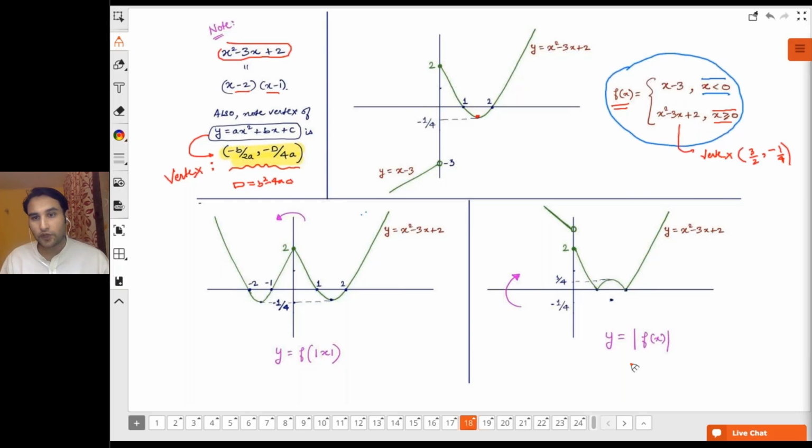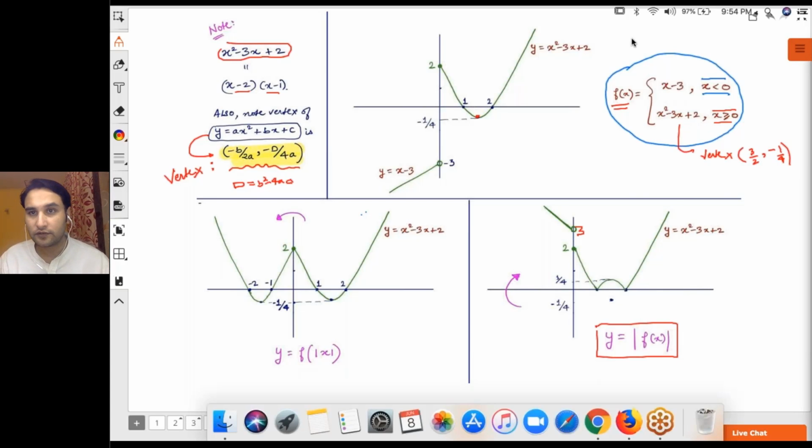Remember, what will happen in mod of f of x? Everywhere where the graph was negative will come up. This portion of the graph goes up and becomes this. This point becomes 3. This portion also goes up and becomes this. This portion also jumps up. So the net graph becomes this, tick, tick, this. This is the graph of mod of f of x.